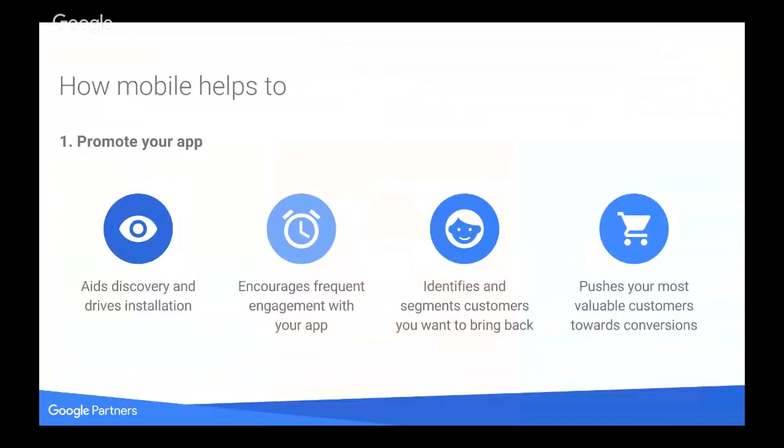Now, how does a mobile device help you as an advertiser? Now, there are three main points here. The first one could be to promote your app. It helps you find users to install your app, to engage once again with your app, and helps you understand a little bit more about your users, the situations in which they're turning to your application, the actions that they take, as well as helps you identify users that you want to bring back to your app so that you can push these users to make more valuable conversion actions on your application.